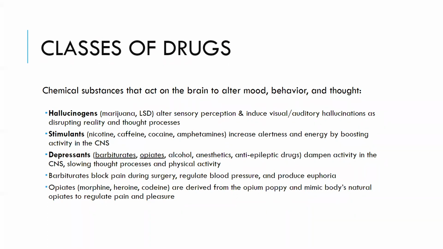Depressants, which include barbiturates, opiates, alcohol, anesthetics, and anti-epileptic drugs, dampen activity in the central nervous system, slowing thought processes and physical activity. Barbiturates more specifically block pain during surgery and help to regulate blood pressure and produce euphoria, whereas opiates, which we'll talk about a little bit more later today, include morphine, heroin, codeine, and these are all derived from the opium poppy and mimic the body's natural opiates to regulate pain and pleasure. So they're mimicking the effect of endorphins in the body.